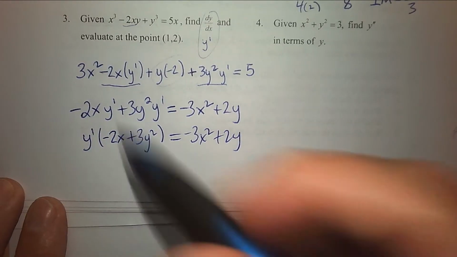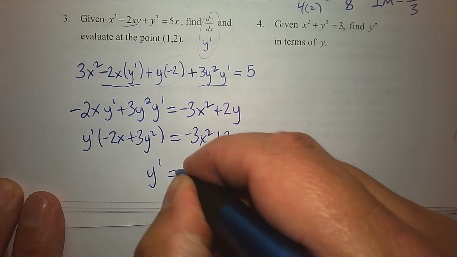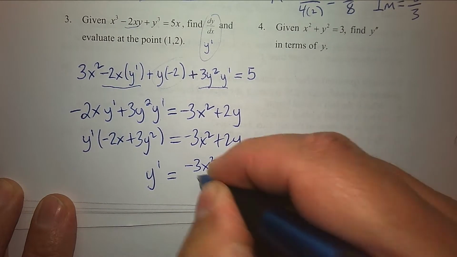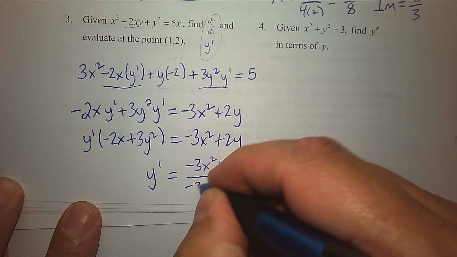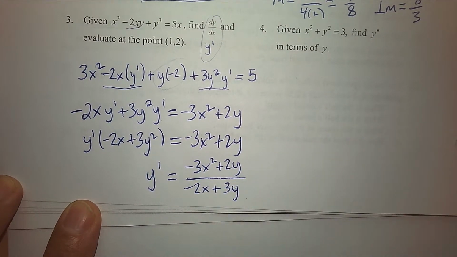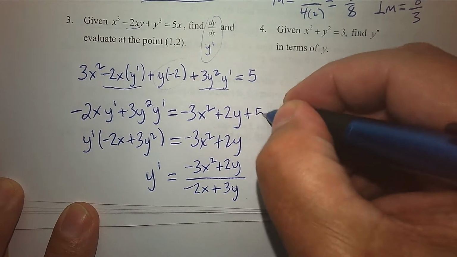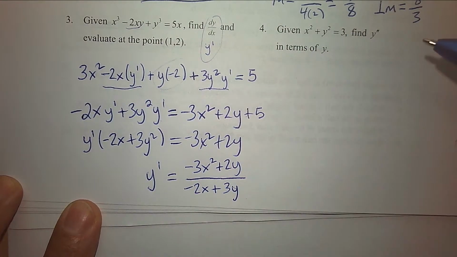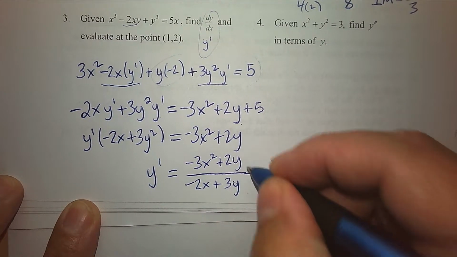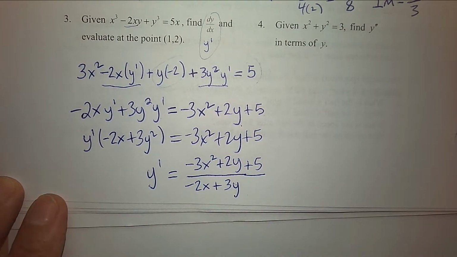So take a y prime out of each term, and then how would you get y prime by itself? Is to divide. And again, when you do it implicitly, x and y will both be in the solution. What happened to the 5? The 5's right here. So subtract 3x squared, add 2y. You're right, there's a 5 here, right? So that's included in the numerator. There's the plus 5. Thank you. You guys are smarter than me.